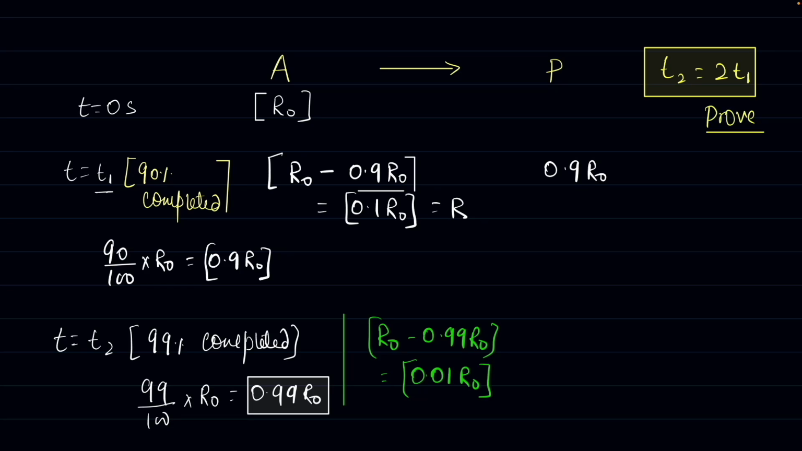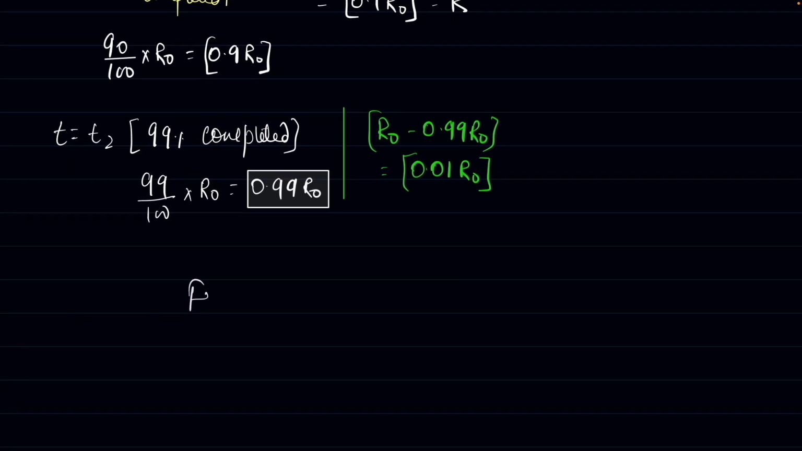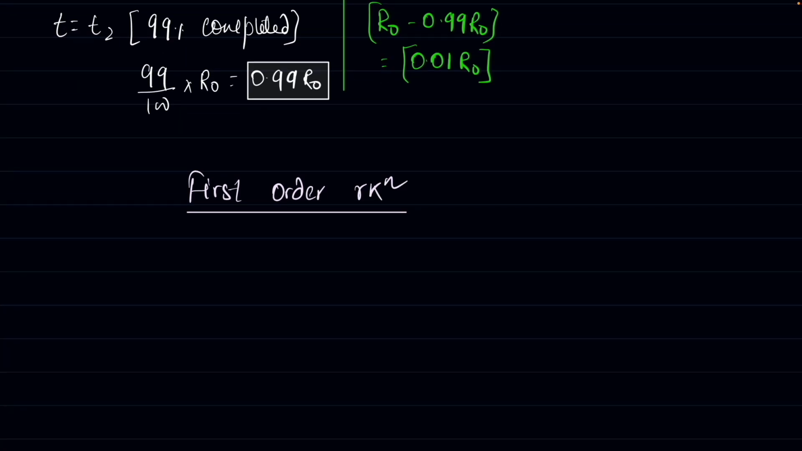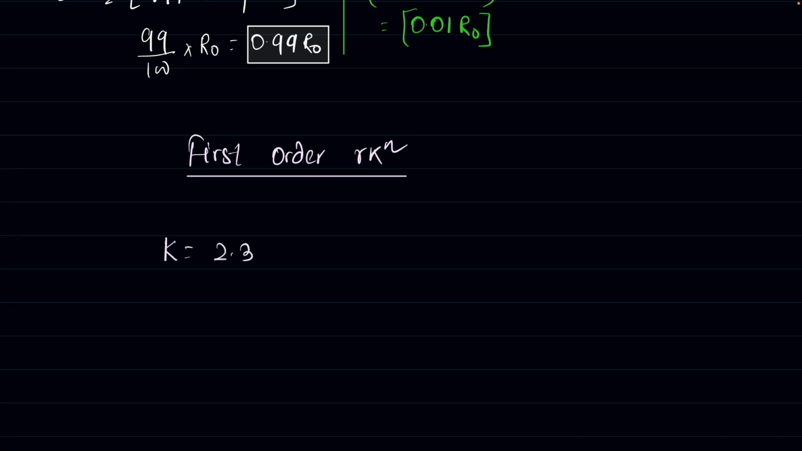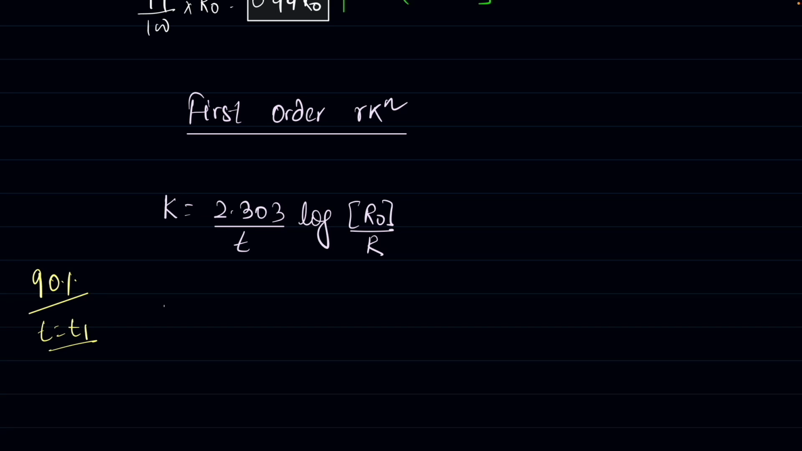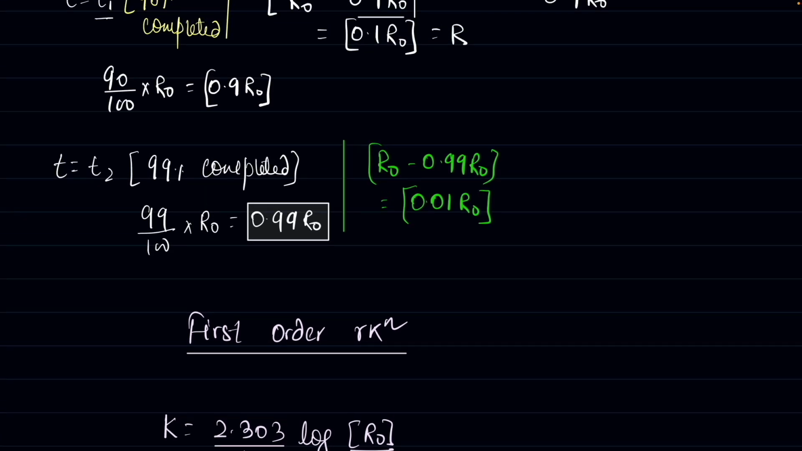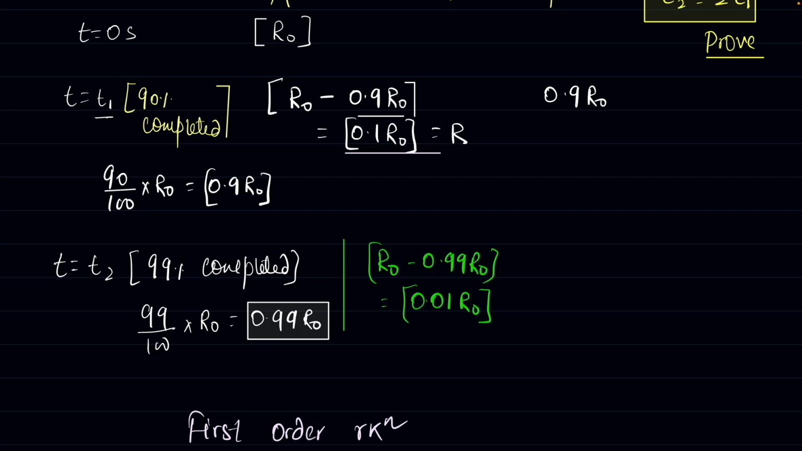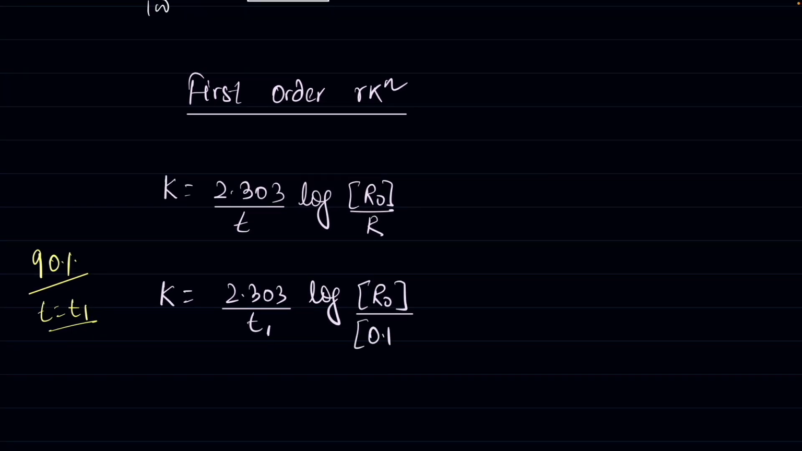So in the question, it is already given that it's a first order reaction. So if it is a first order reaction, we can use the rate constant formula for the first order reaction. So K is equal to 2.303 divided by T log R naught by R. So let's substitute the value when 90% of the reaction is completed, or when the time is T1. So K is equal to 2.303 divided by T1 log R naught by R, and here the R value is 0.1 R naught. So we substitute the value 0.1 R naught.